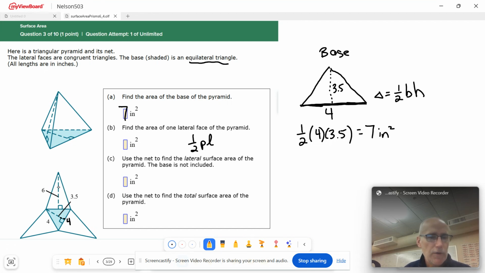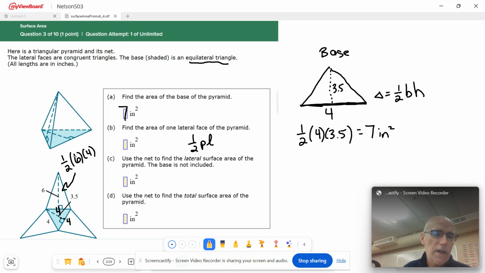So here's the triangle's height, which is 6. The triangle's base is 4. So I'm going to go 1/2 times 6 times 4. Boy, I hope this isn't confusing. Why aren't they using perimeter times slant height? They're using just 1/2 base times height to find the area of this triangle right here, and then they're going to multiply it by 3 because there's 1, 2, 3 triangles.